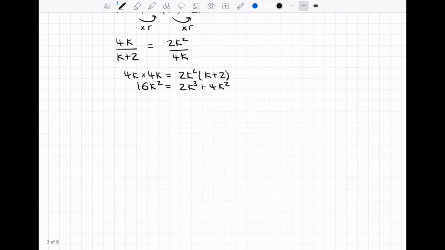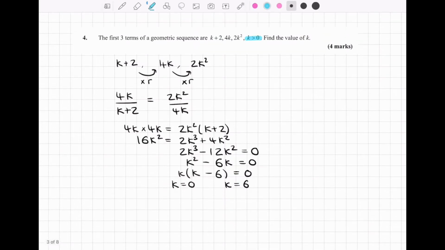So I'll get everything on the same side. I can take out a factor of k, divide by 2 as well, and then we get two solutions, either k is 0 or k is 6, but we were told that k is positive, so therefore k must be 6.